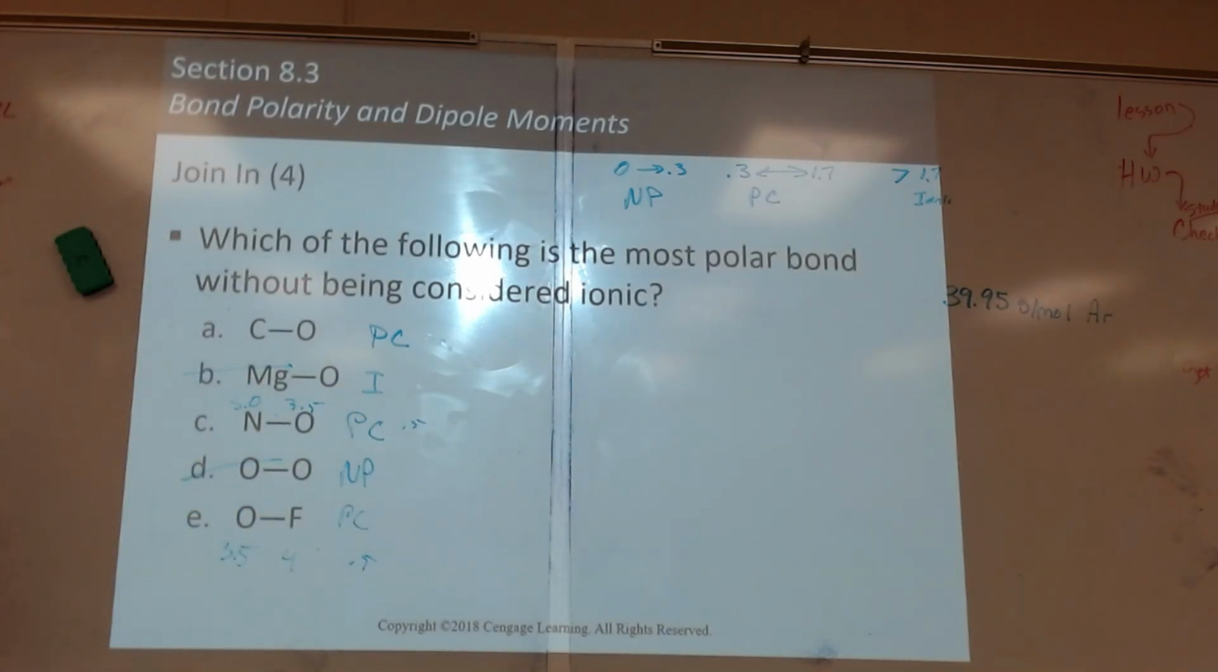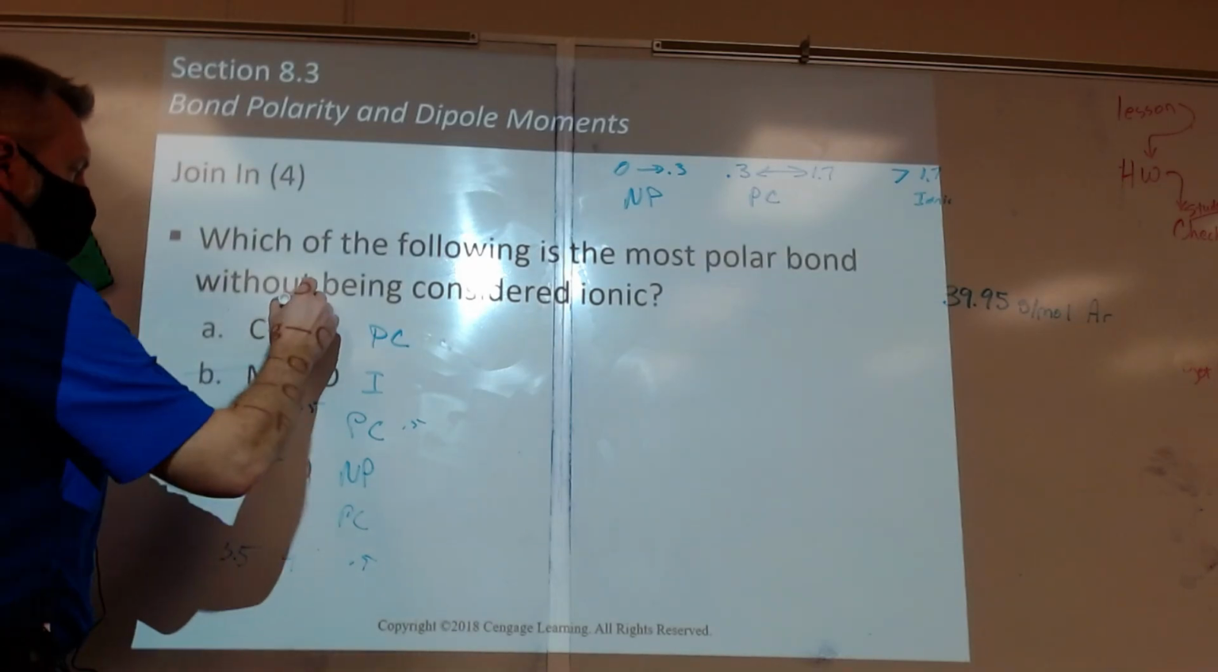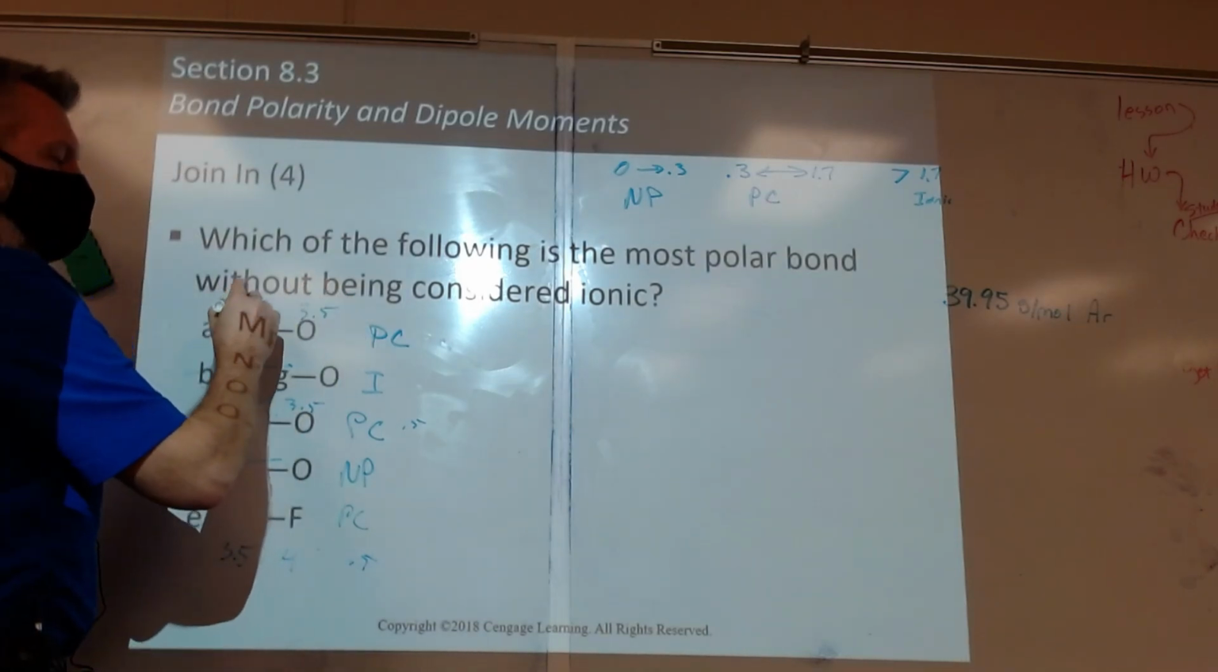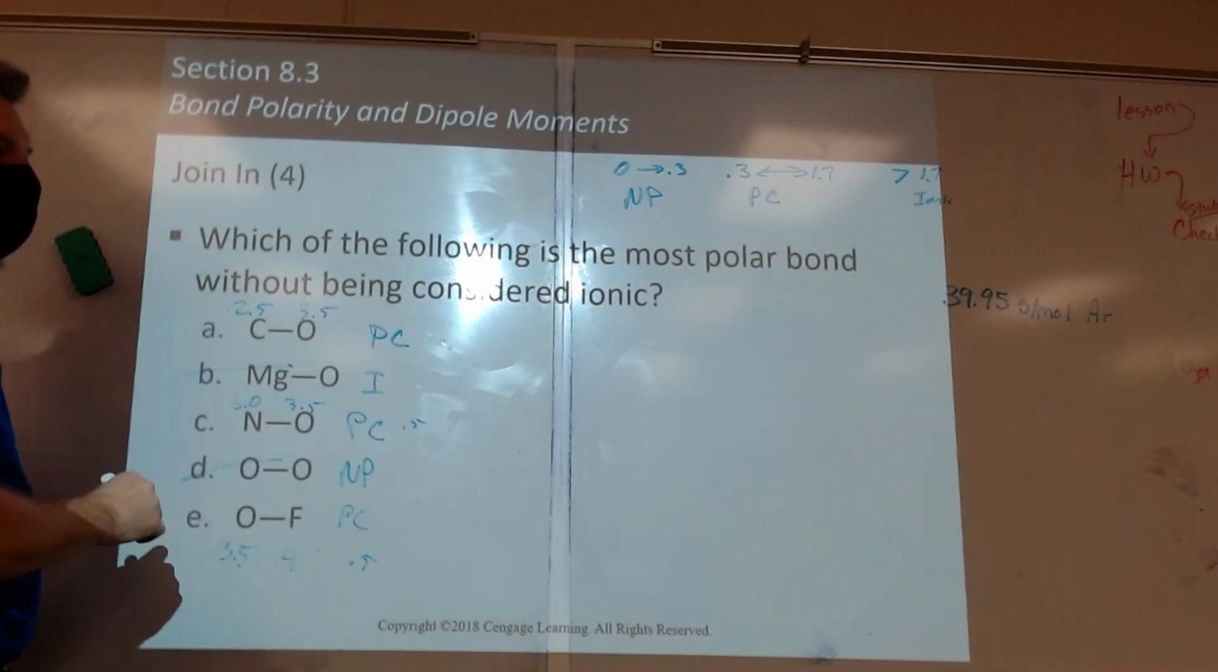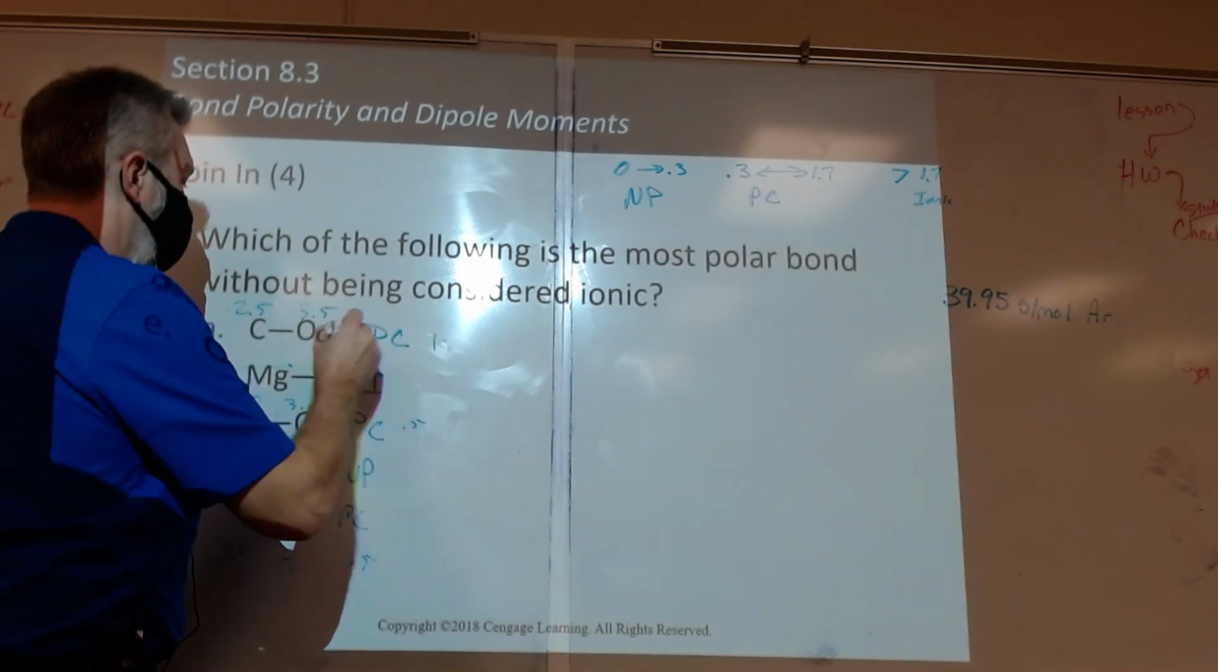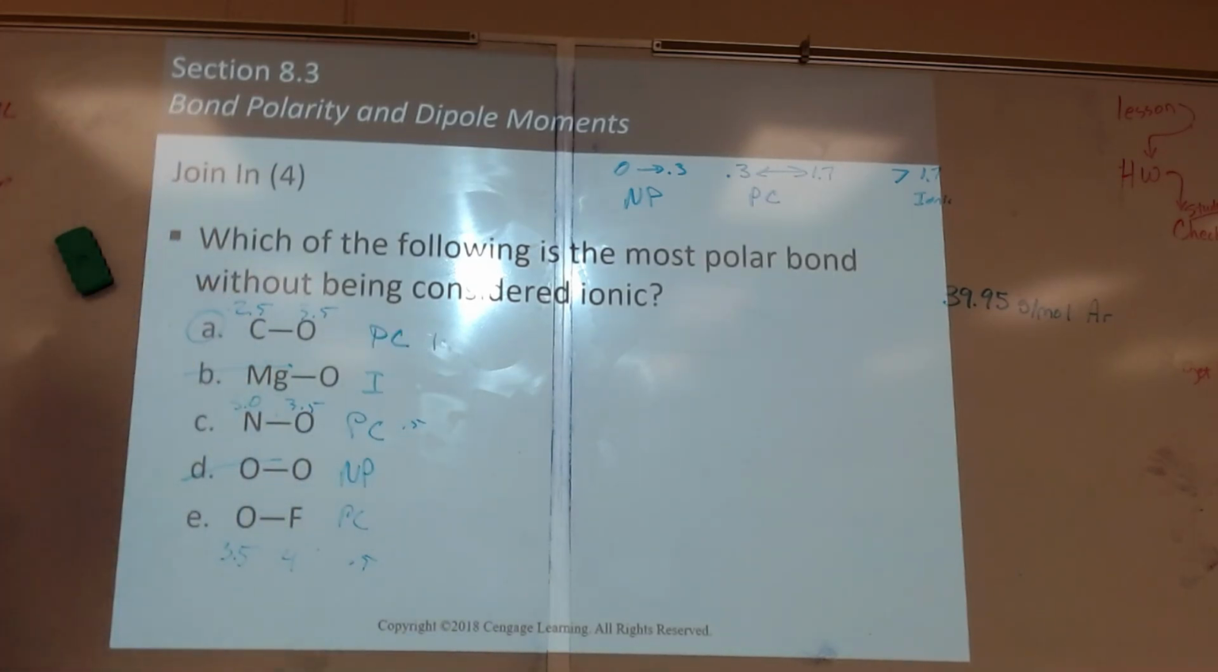Carbon and oxygen. Carbon is 2.5, so that's 1. It's A. Y'all okay with that? Okay.